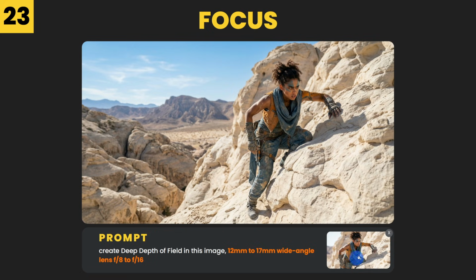Now, I also added this as the input image and used the same prompt. And then we got this result. And this is great to get more sharpness in your image and also zoom out.